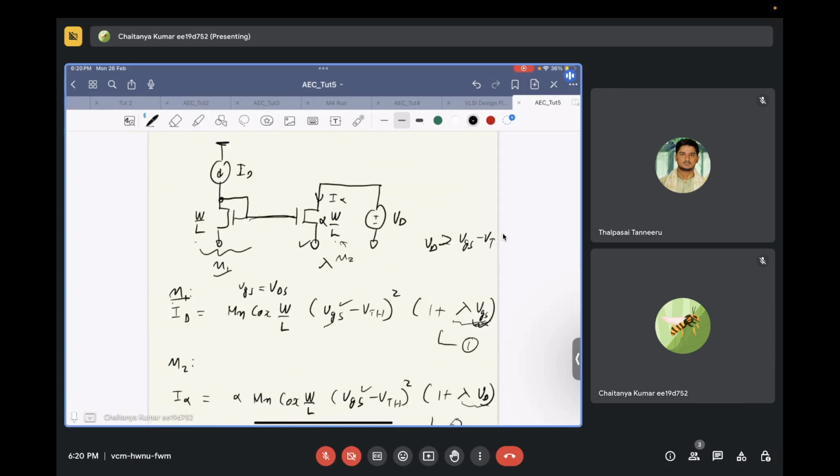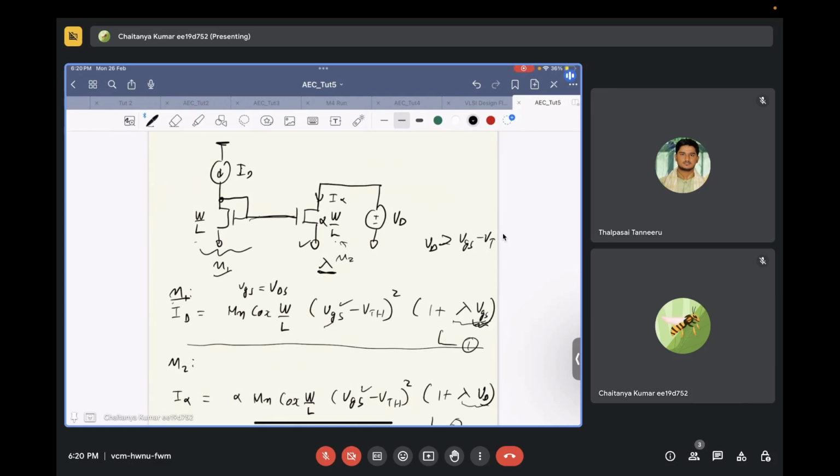Let's say transistor M1. So let's say there is some channel length modulation of value lambda. For transistor M1, current ID is being pushed. So this is the current equation. How will you write this current equation? Mu n Cox W by L times VGS minus VTH whole square times 1 plus lambda VGS.